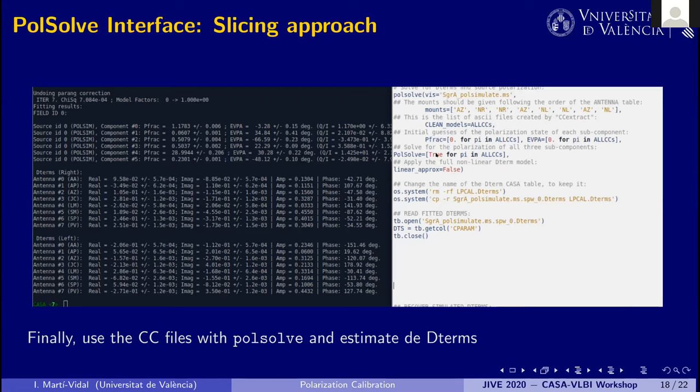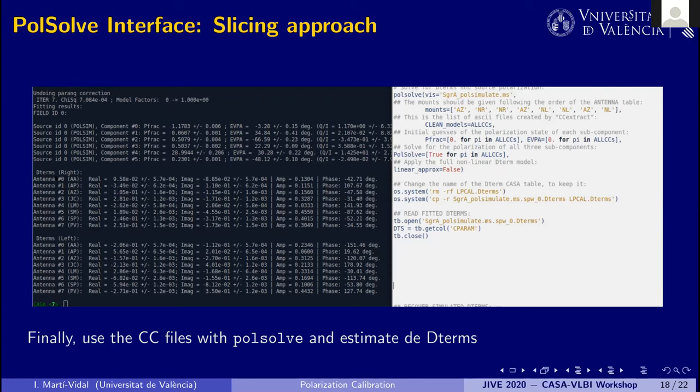If PolSolve is true for all the subcomponents, we will fit for the polarization of all the subcomponents of the source, and the initial values will be unpolarized. So the initial fractional polarization will be zero with a zero EVPA. These are the starting values. Linear approximation false: I want to solve using the full measurement equation, and then you just run PolSolve.